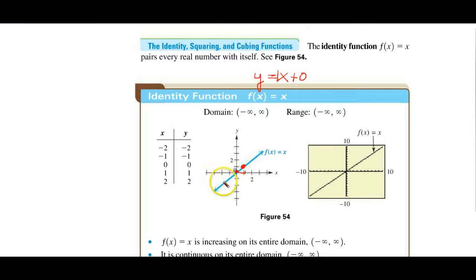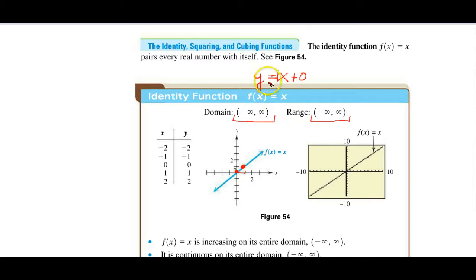And again, there's an infinite number of points along this line. So the domain of it, we said, was from negative infinity to positive infinity. And the range is also from negative infinity to positive infinity.